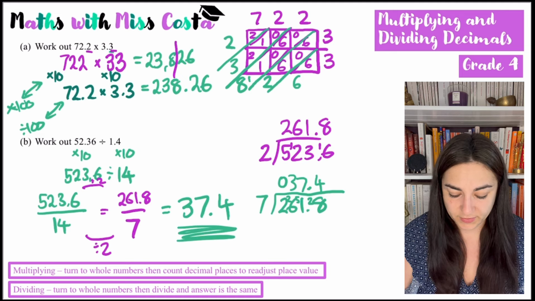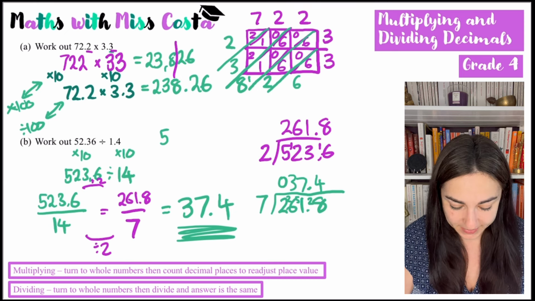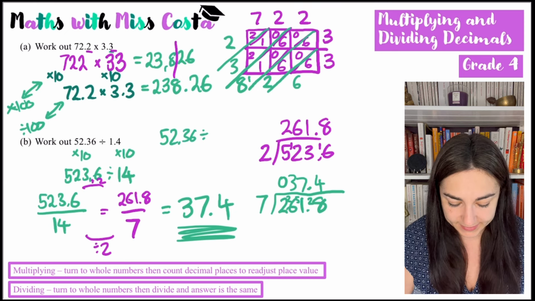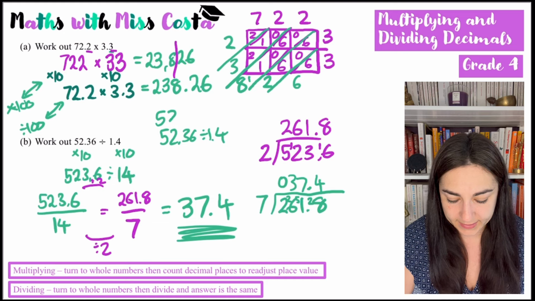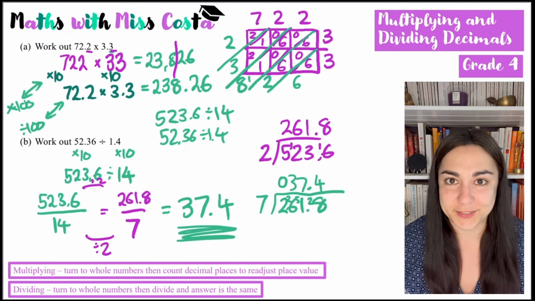And remember, with division, the calculation is exactly the same, because 52.36 divided by 1.4 is going to be the same as 523.6 divided by 14. Okay, it's just a really cool division trick.